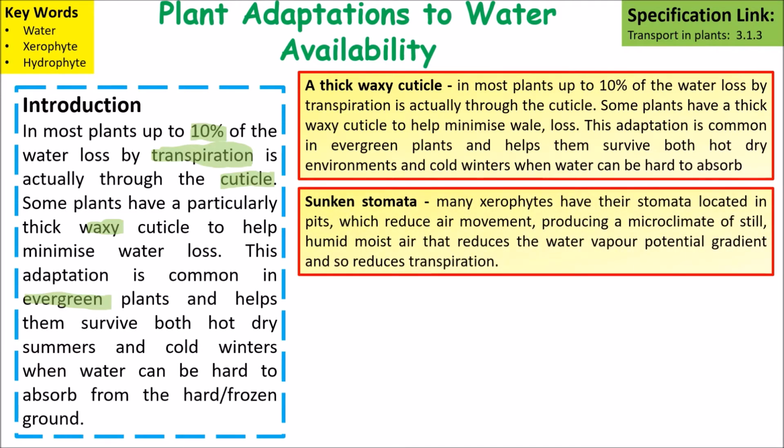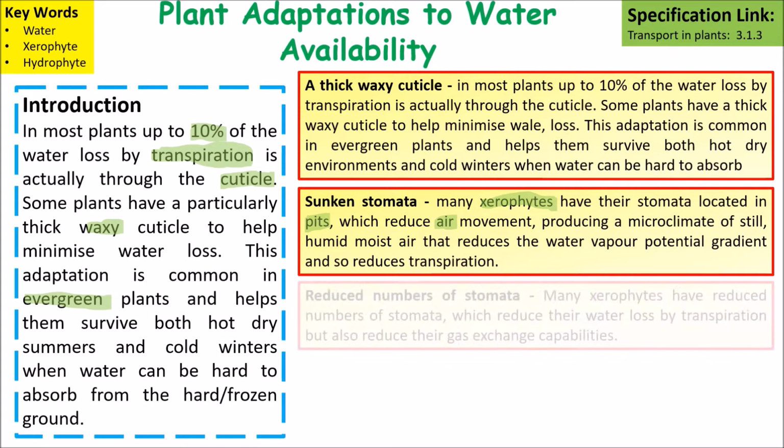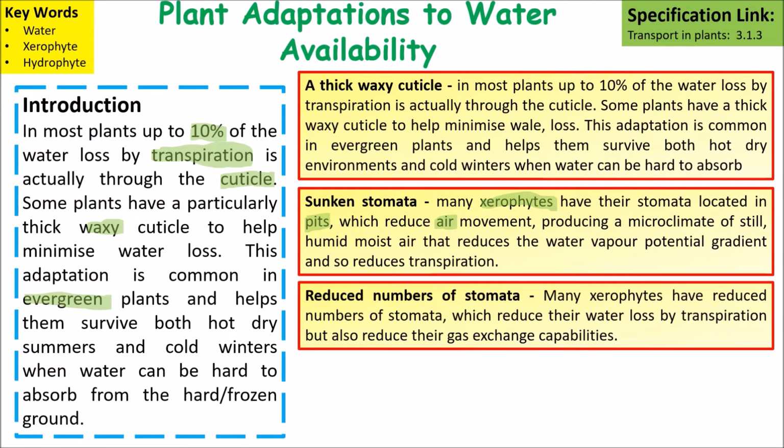Another adaptation is sunken stomata. Many xerophytes have stomata located in pits, which reduce air movement, producing a microclimate of still, humid, moist air that reduces water vapor moving out via a potential gradient. We can have a reduced number of stomata. Many xerophytes have a reduced number of stomata, which reduces their water loss by transpiration, but also helps to reduce the gas exchange capabilities.